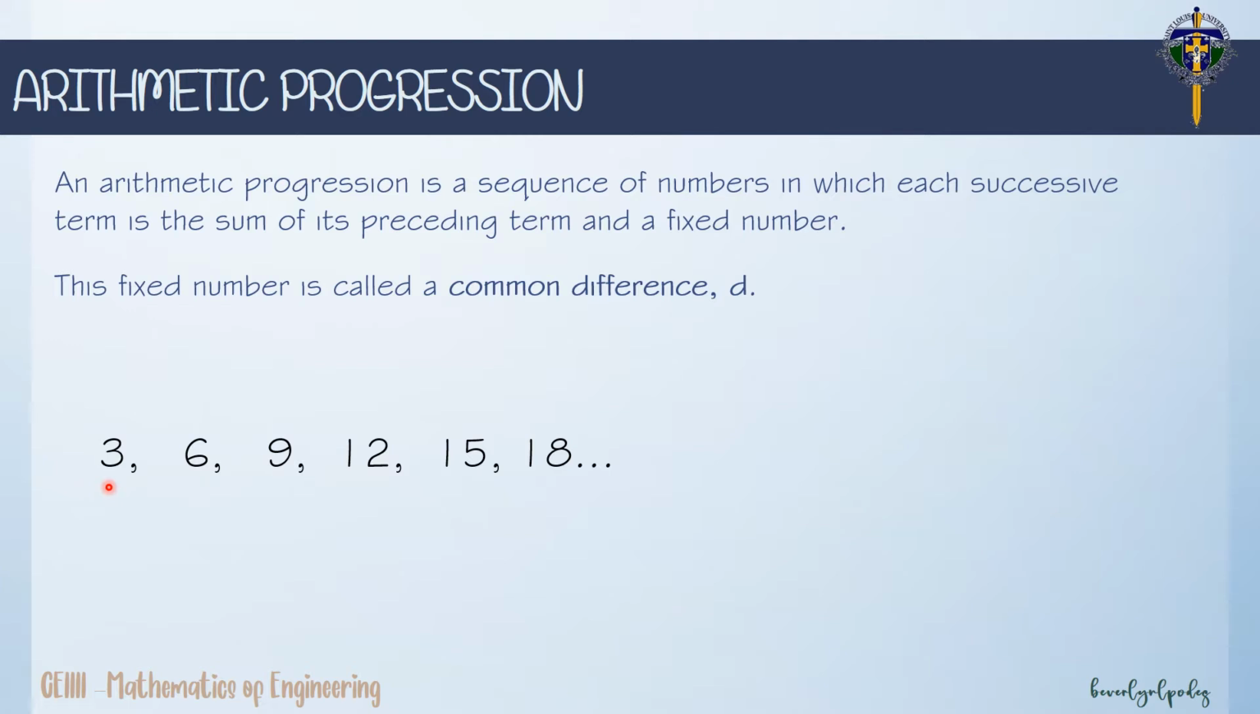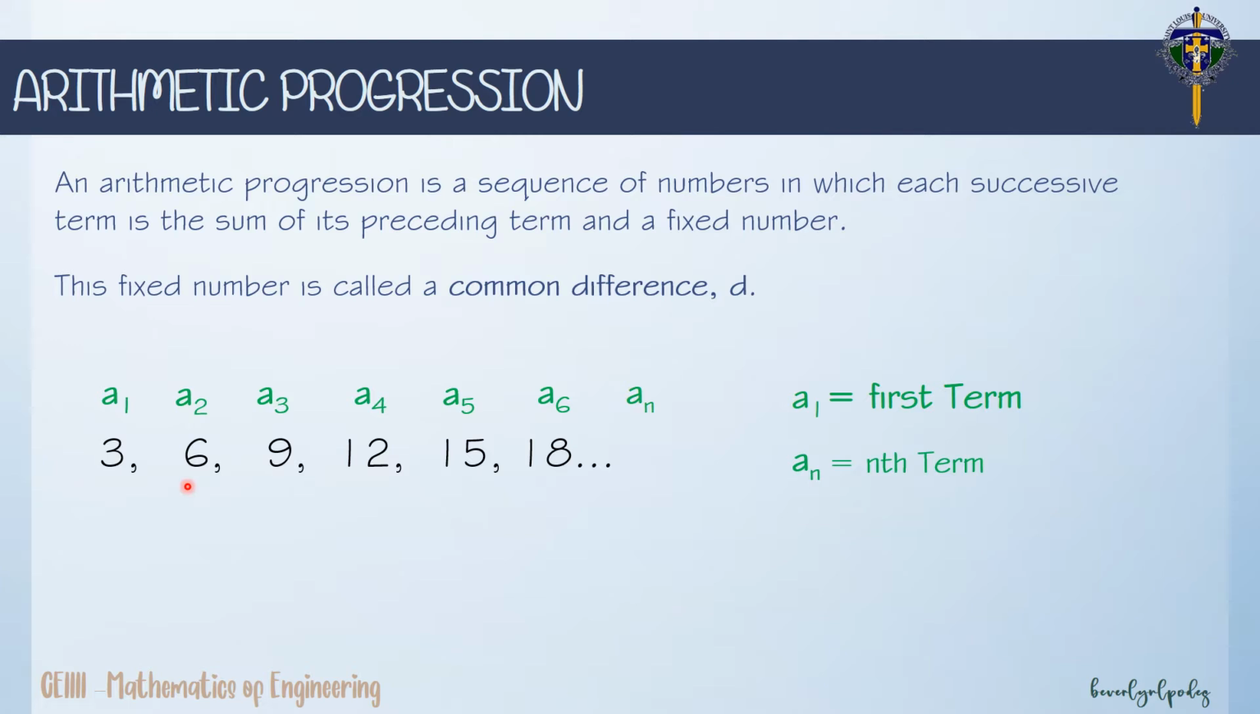If the numbers below don't follow a particular pattern, this is simply just a sequence of numbers. We take a look at 3. This is our first term designated as A1. So A1 is our first term. 6 is our second term, then the third term, fourth term, fifth term, sixth term, and if it continues up until the last term, which is A of n. So A of n is the nth term.